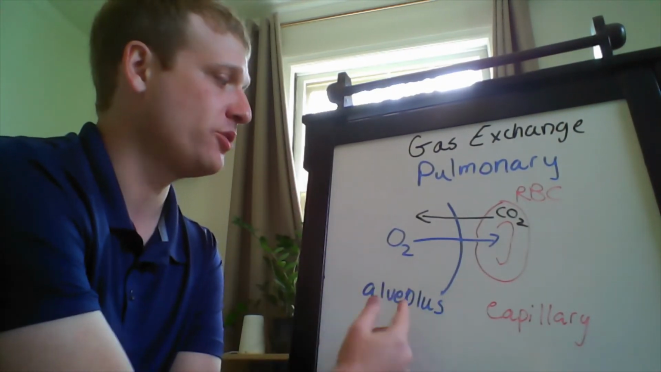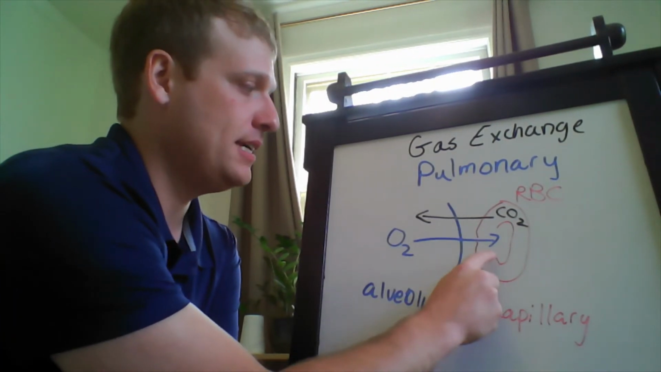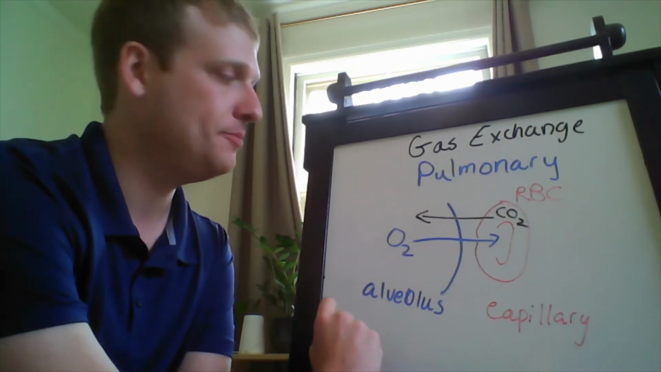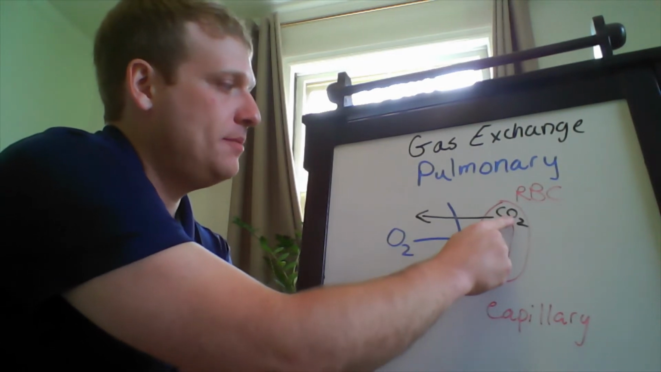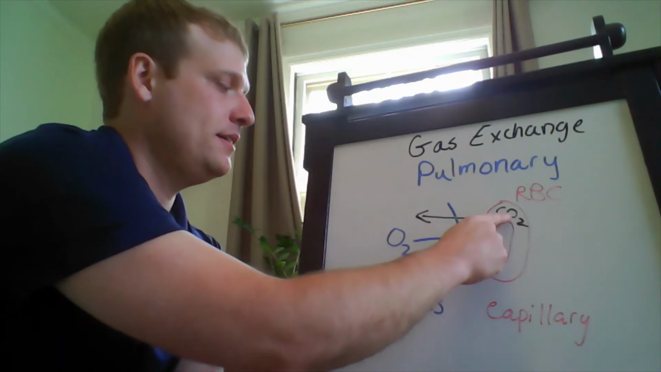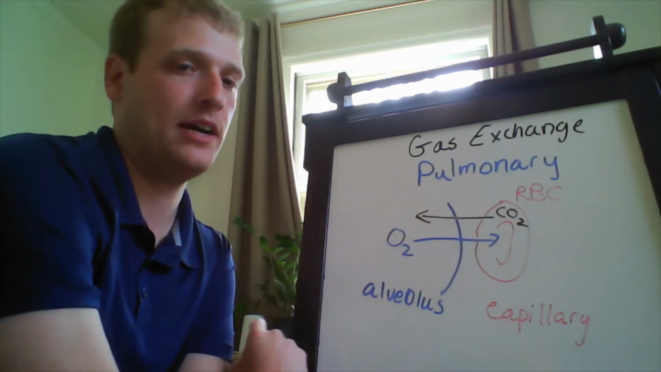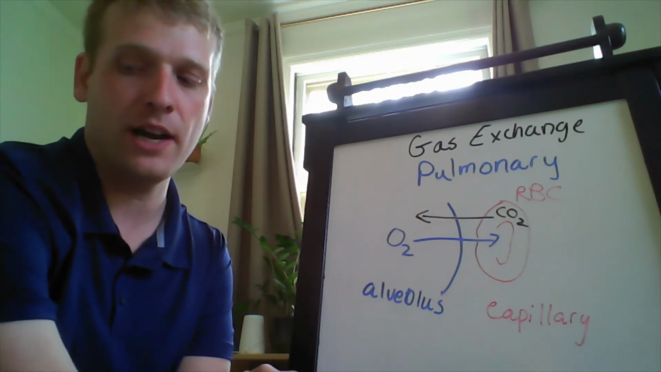And these gases, of course, include oxygen diffusing into the capillary and binding to hemoglobin in a red blood cell, and carbon dioxide being carried to the lungs in the red blood cell and diffusing out into the alveolus. So oxygen and carbon dioxide going in opposite directions.